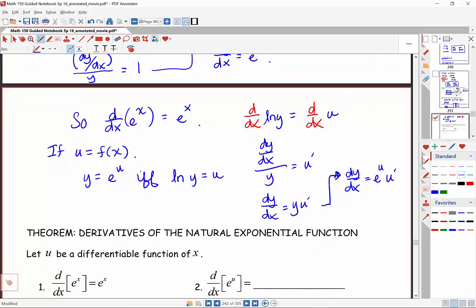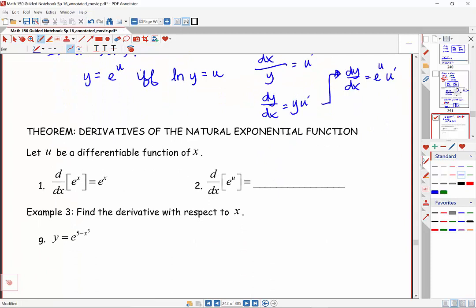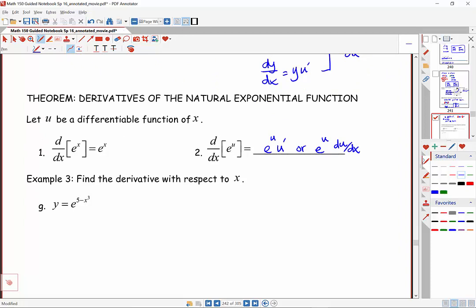So we found that d dx of e to the x is equal to e to the x. d dx of e to the u is equal to e to the u times u prime, or e to the u times du dx, however you want to do that. So basically, you rewrite the exponential portion or factor exactly as it is, and then you multiply that by the derivative of the power.